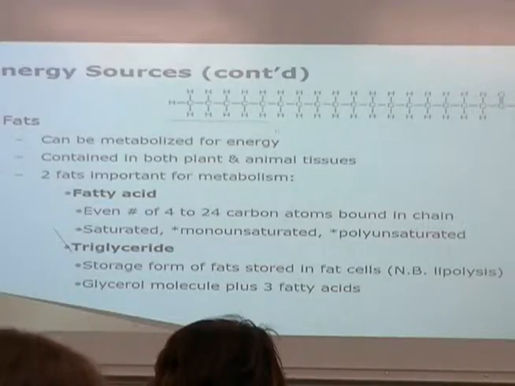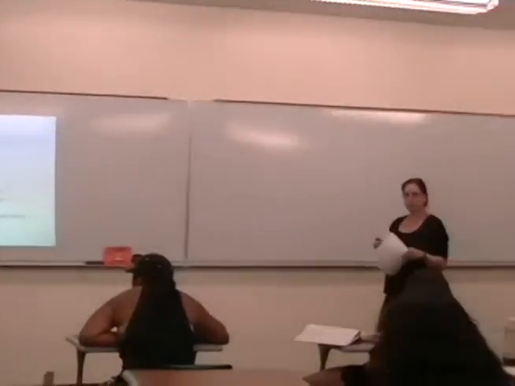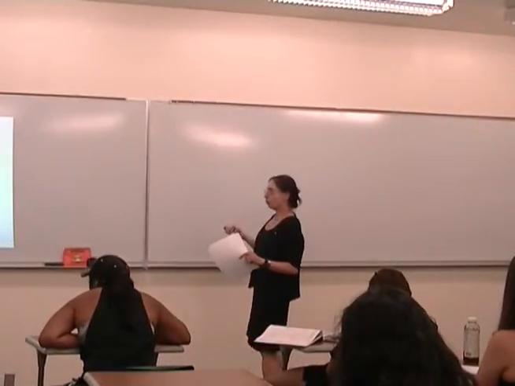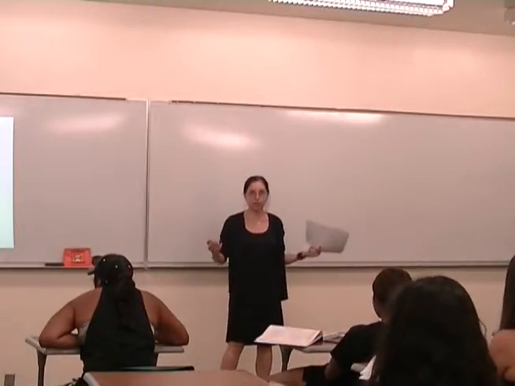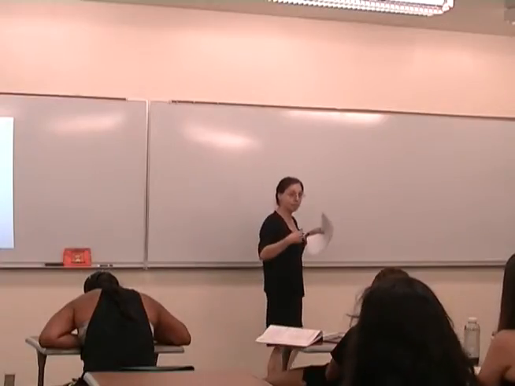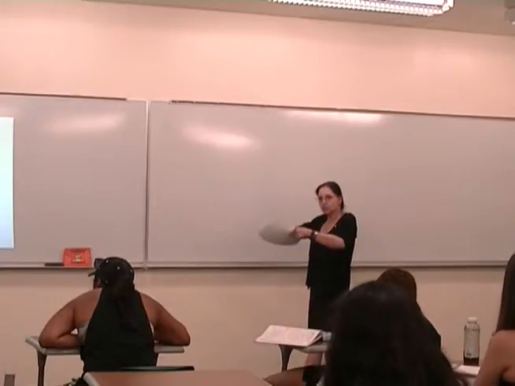Triglyceride is our storage form, so triglyceride is like glycogen, right? Glycogen is the carbohydrate storage form, triglyceride is the fat storage form. And we break that stored fat down by a process called lipolysis. We store most of our fat in specialized fat cells, but you can also find it in other tissues as well. If you buy a nice marbled steak, it's marbled because it has fat in it. Our muscle tissue has fat in it, right? But most of it is in these specialized fat cells.